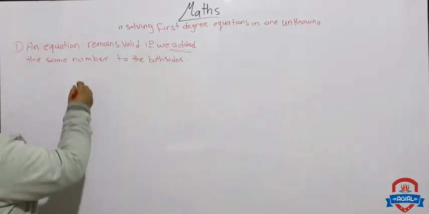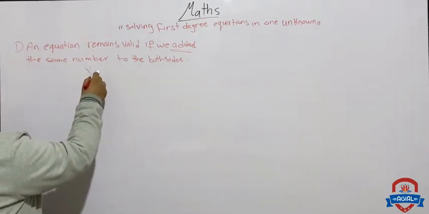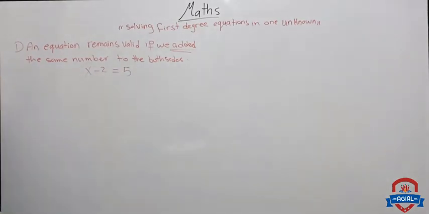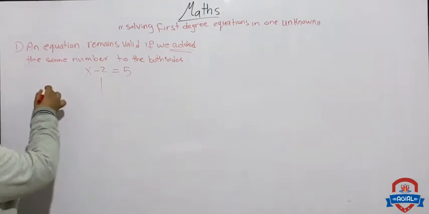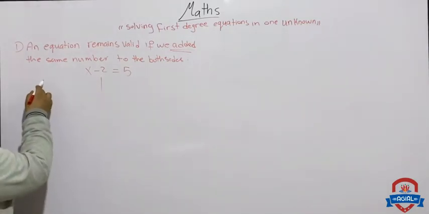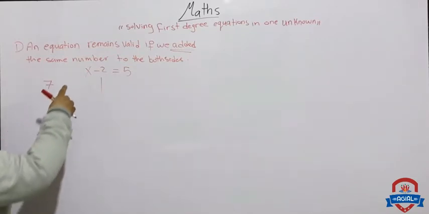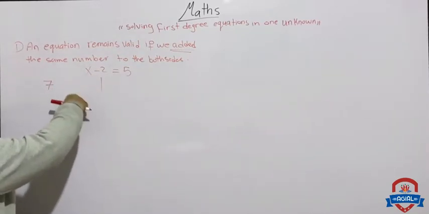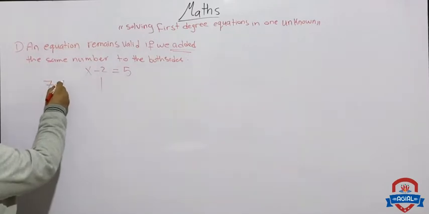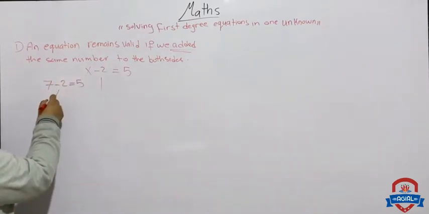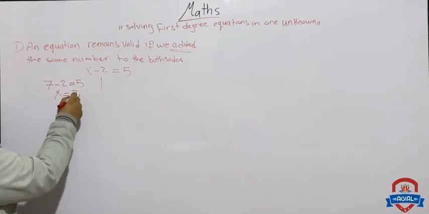For example, if we have this equation, x minus 2 equals 5, so x here equals 7, because 7 is the unique number that, if we subtract 2 from it, gives 5. So x here equals 7.